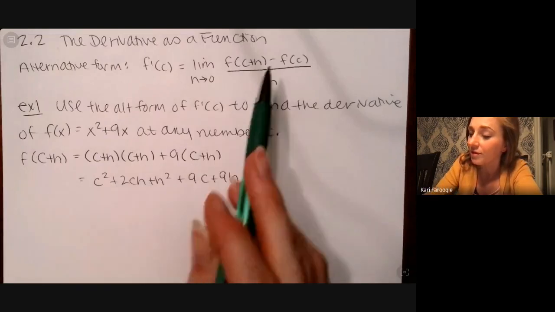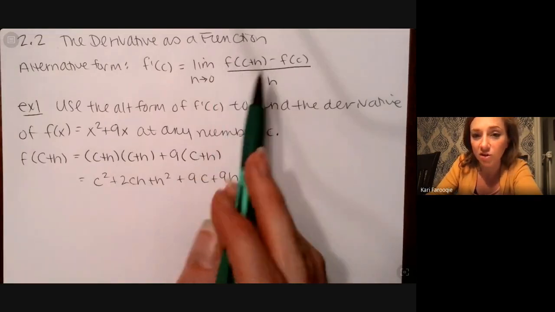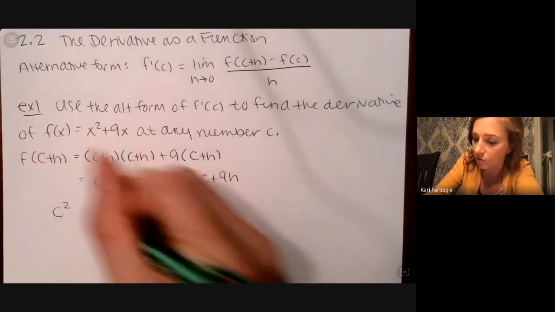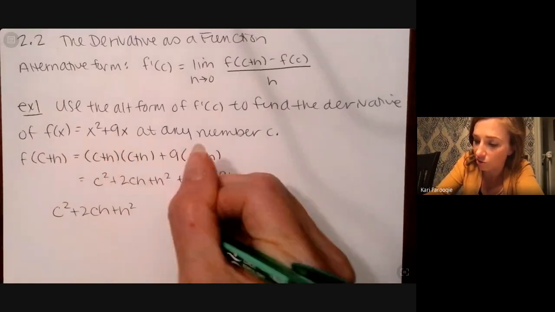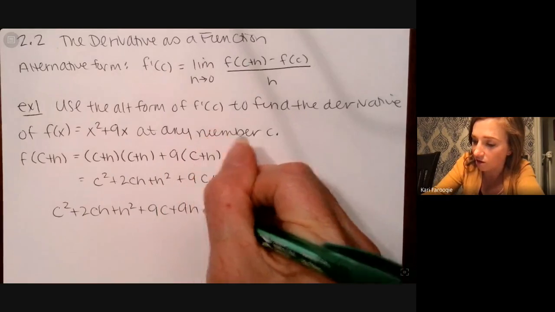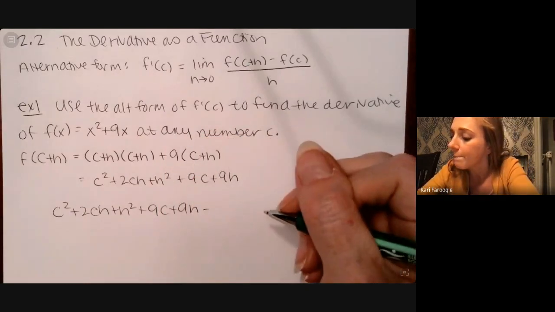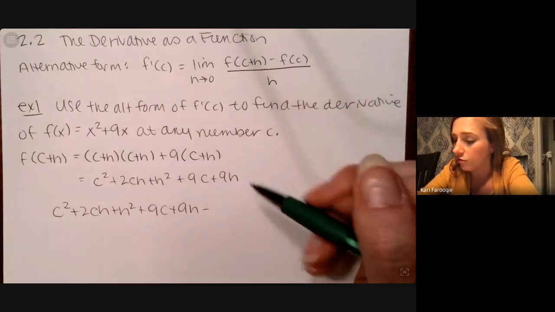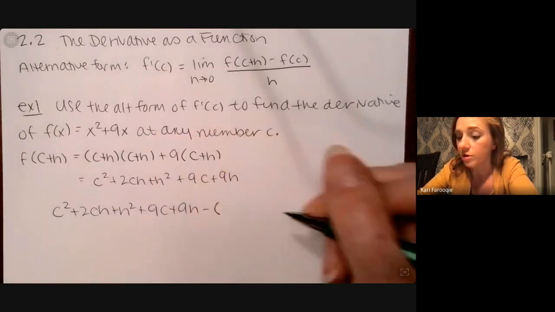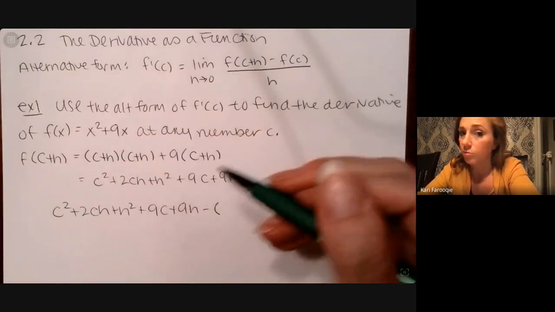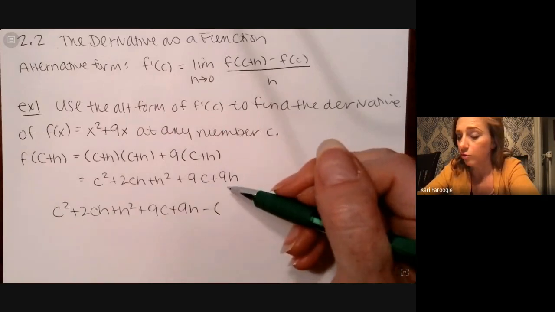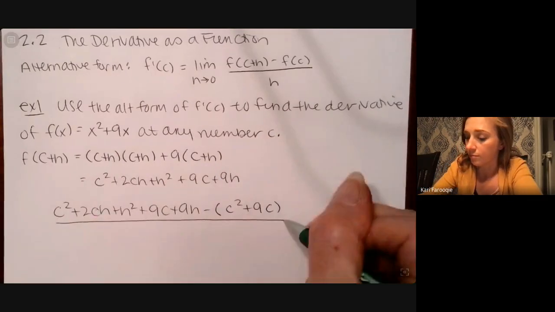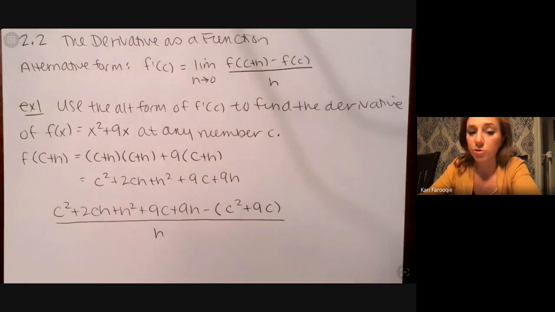All right, anyway. So we're going to look for f of c plus h minus f of c divided by h. So c squared plus 2ch plus h squared plus 9c plus 9h minus f of c, which is our function value at c. So not f of x, but f of c. And remember that this is two terms, so use parentheses, because that whole thing gets subtracted off, and you want to make sure that that negative sign gets distributed. Okay. And then divide that by h, and then we'll simplify again.